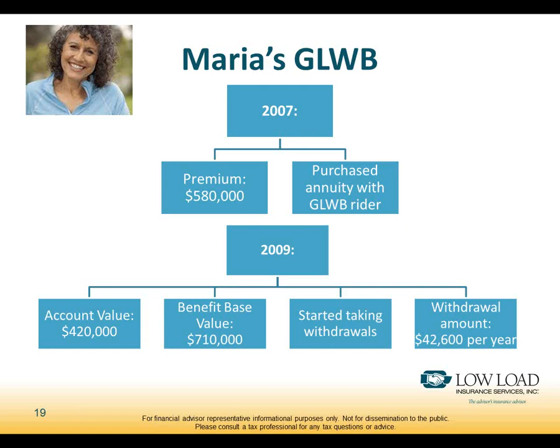So what happened in 2009, she wanted to start taking withdrawals out of that annuity, and she was able to withdraw 6% of the $710,000, which gave her $42,600 a year. That was much better than if she had just her account value. If she was going to be able to withdraw 6% of that, she would have only gotten a little over $25,000. So in her case, she bought in at the right time. Because of those step-ups, she's able to get $42,000 a year. And she's continuing to do that today.